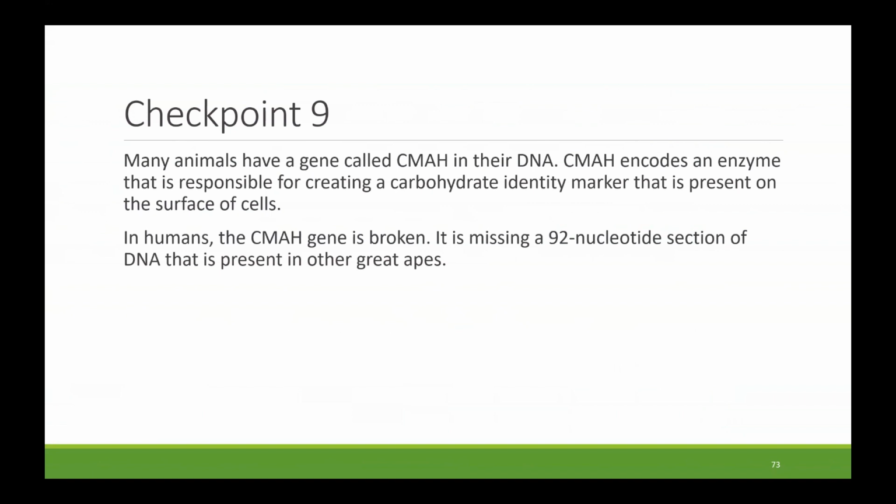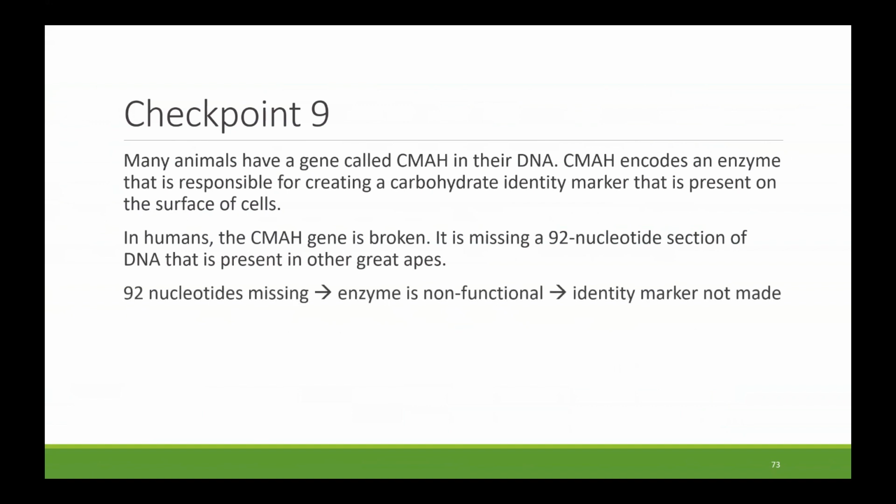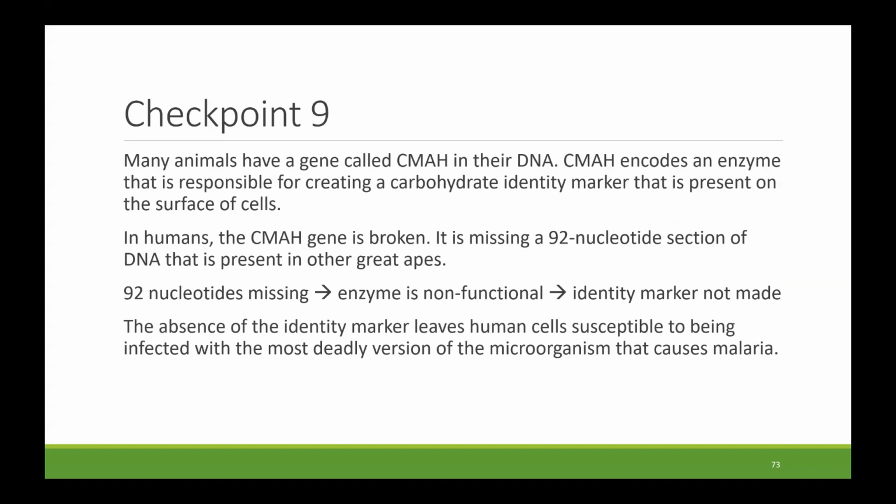But in humans, the CMAH gene is broken. It is missing a 92 nucleotide long section of DNA that is seen in other great apes, but not humans. With those 92 nucleotides missing, the enzyme made from the gene is non-functional, and therefore the carbohydrate identity marker is not made. And the absence of this identity marker leaves human cells susceptible to being infected with the most deadly version of the microorganism that causes malaria. In humans, the CMAH gene would be considered a what?